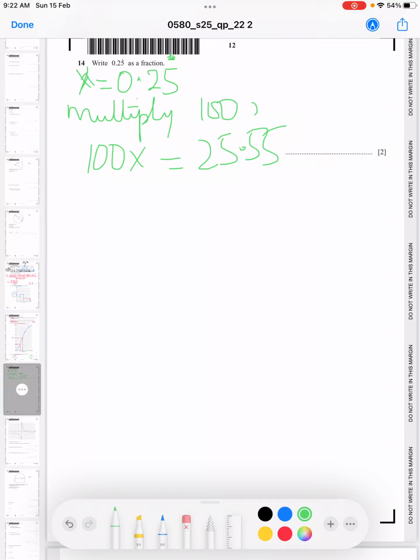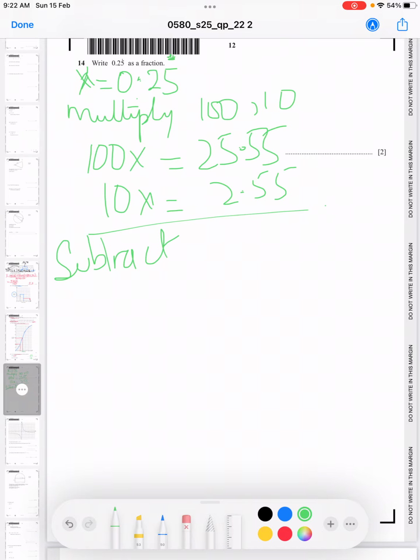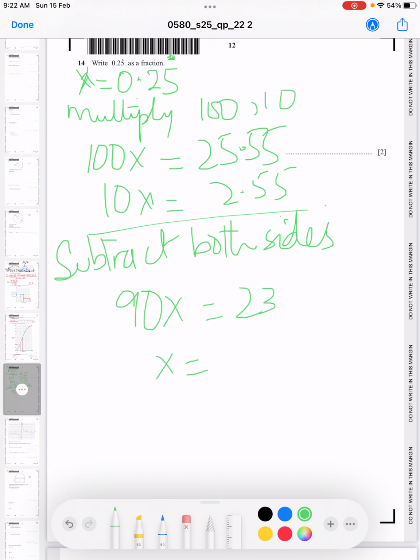This time also multiply with 10. When you multiply it with 10, you get the answer 2.55, right? Let's subtract both sides. What we get? 90x equals 23 and x equals 23 by 90. So this is our fraction, right?